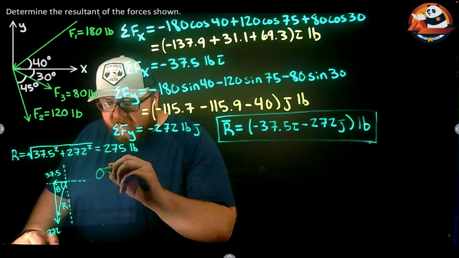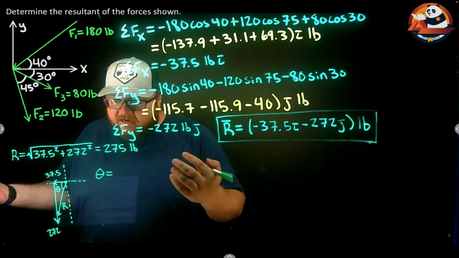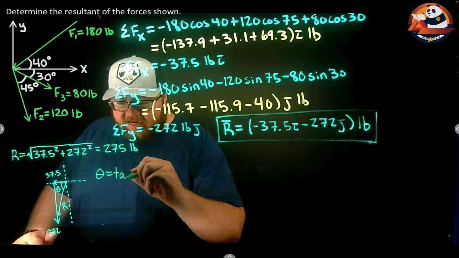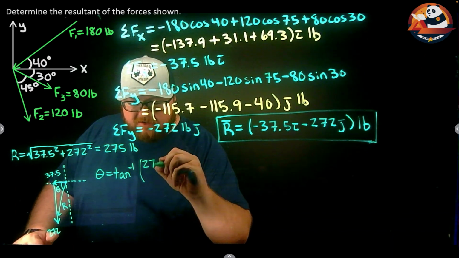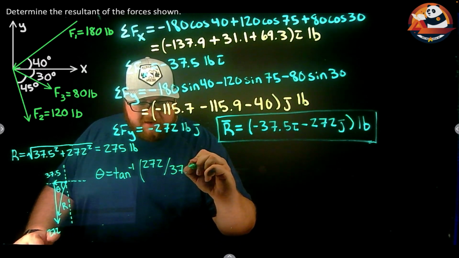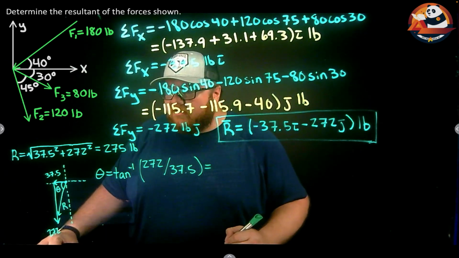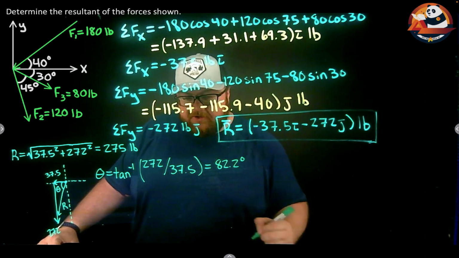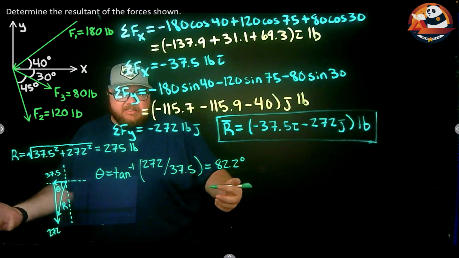But then I can come in and say, using the positive on all these, ignoring the negatives, I'm forcing my calculator to just think it's in the first quadrant. We're outsmarting it. But theta is our inverse tangent of opposite, 272, again ignoring that negative, over adjacent, 37.5. Or theta comes out to be 82.2 degrees.